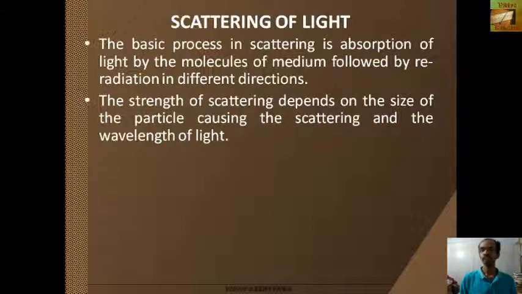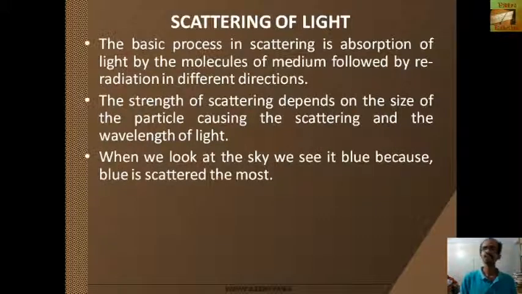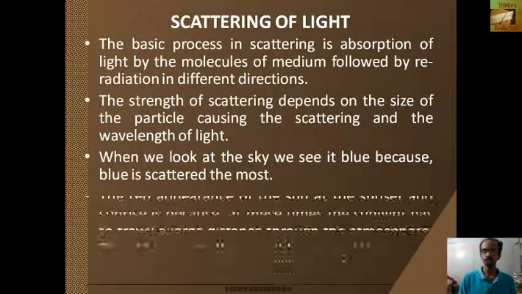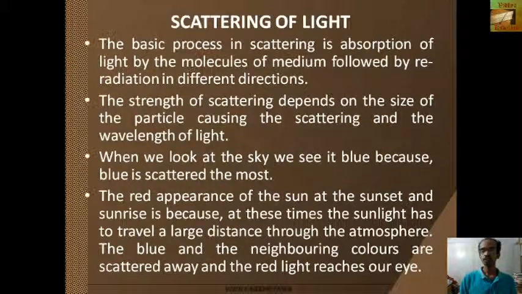Hence, red is used in boards to show danger. When we look at the sky, we see it blue because blue is scattered the most. Now, another consequence of scattering of light by the atmosphere is the red appearance of the sun at sunset and sunrise. At these times, the sunlight has to travel a large distance through the atmosphere. The blue and the neighboring colors are scattered away and only the red light reaches our eyes. That is why only the red light is visible.